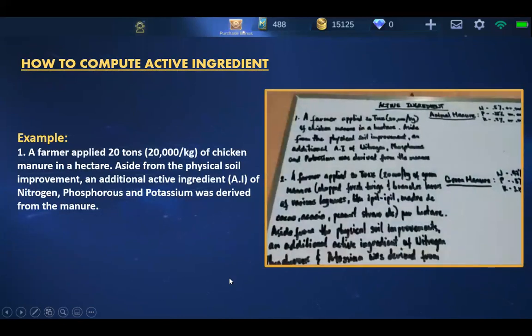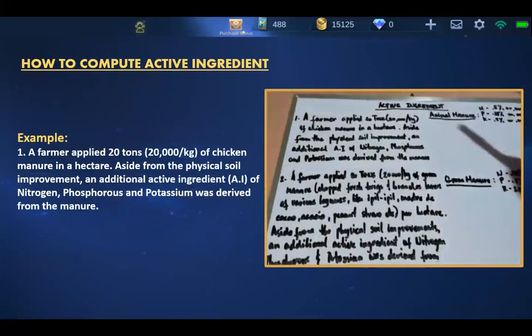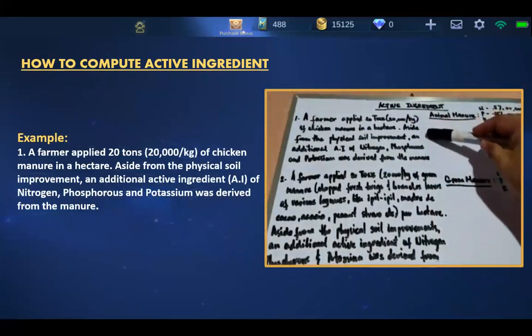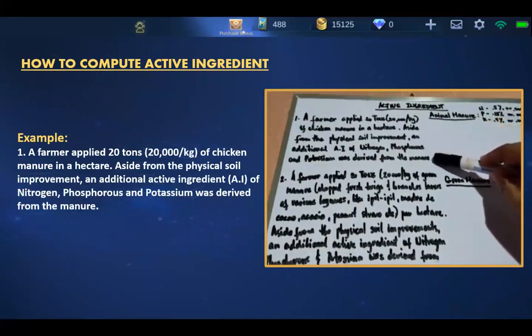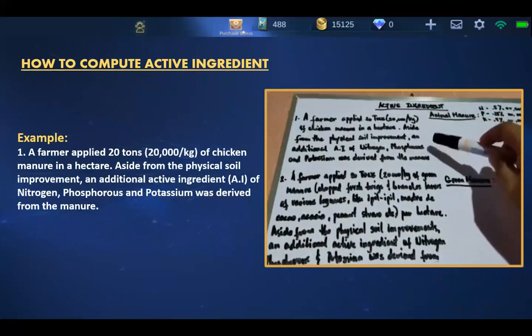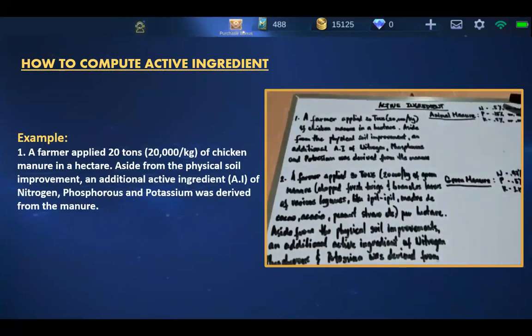To compute the active ingredients of problem number 1, a farmer applied 20 tons of chicken manure in a hectare, aside from the physical soil improvement, an additional active ingredients of nitrogen, phosphorus, and potassium was derived from the manure. So we will compute the active ingredients of an animal manure. Remember, if you apply animal manure, the active ingredients for the NPK, we have nitrogen 0.5%, phosphorus 0.25%, and potassium is 0.5%.